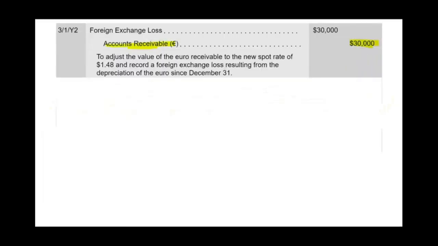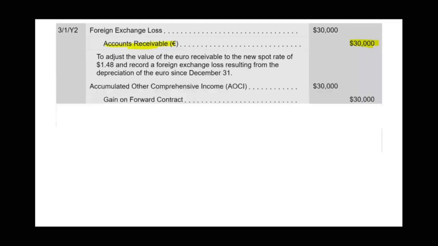Remember, any loss on the receivable will be offset by a gain. So the loss on the receivable is offset by a gain. Again, let me get my pen back. This is how hedging works. So the loss on the receivable is offset by a gain on the forward contract.